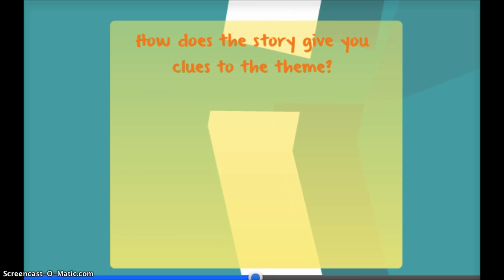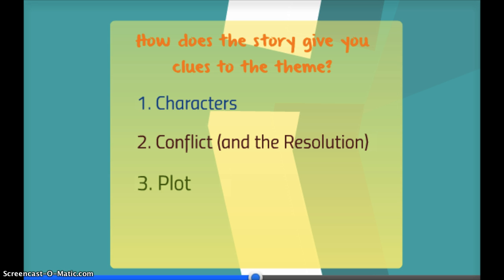All right, so how does the story give us clues to the theme? Well, there's 4 different things that we're going to cover: characters, conflict, plot, and title. As we go over each one, record in your notes what you need to think about for each one and how it helps you figure out the theme.